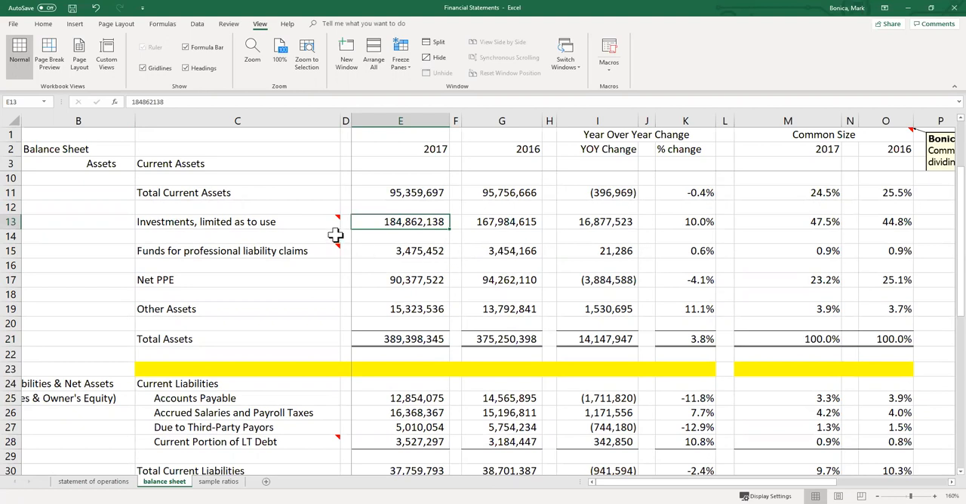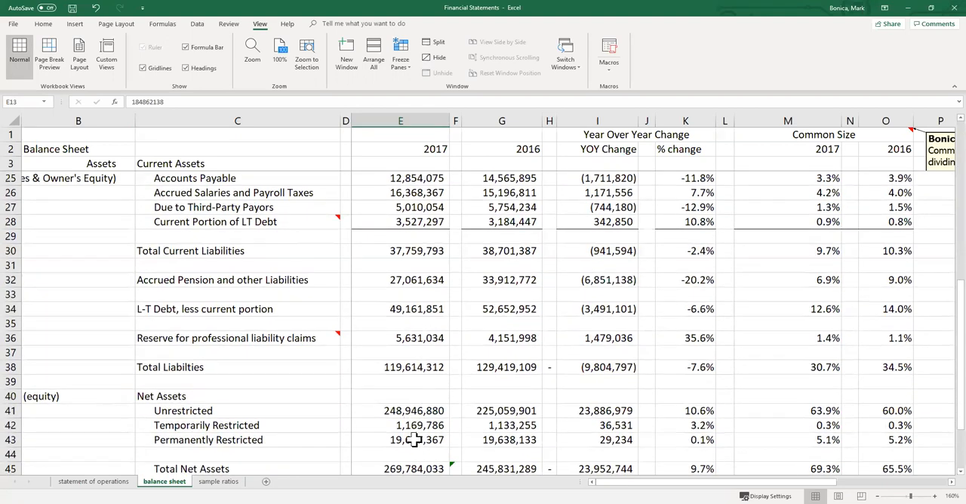So our first non-current asset is investments limited as to use. Investments limited as to use refers to investments that the organization has made and the board has decided that we're setting those aside for a specific purpose. The board can allow management to spend that money if the board sees fit to do so, but that money is temporarily set aside. It's not the same thing as temporarily restricted, which I talked about in the statement of operations, which is restricted by the donor.